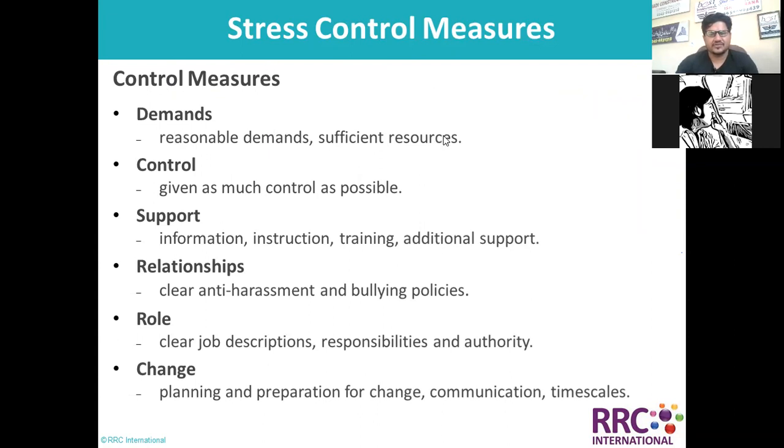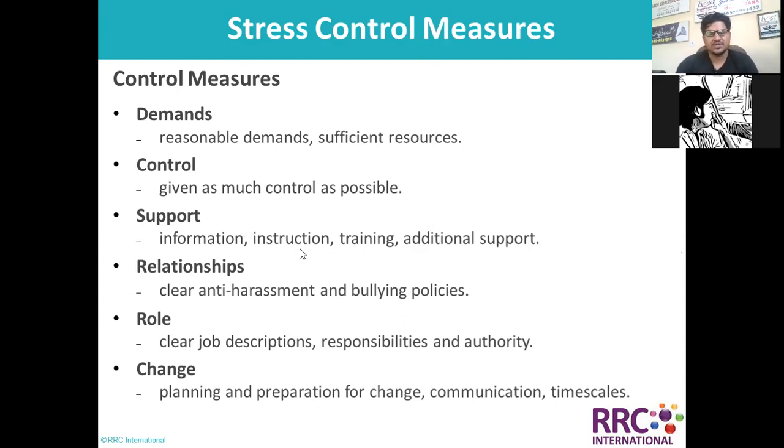Reasonable demands, sufficient resources. If you're getting responsibilities, make sure you get the relevant authorities as well as the required resources. Imagine if you have only responsibilities but no authorities and no required resources, then it's horrible. But if you have responsibilities plus authorities plus required resources, then you become accountable. Now you can't give any excuses, right? Now control: give as much control as possible.